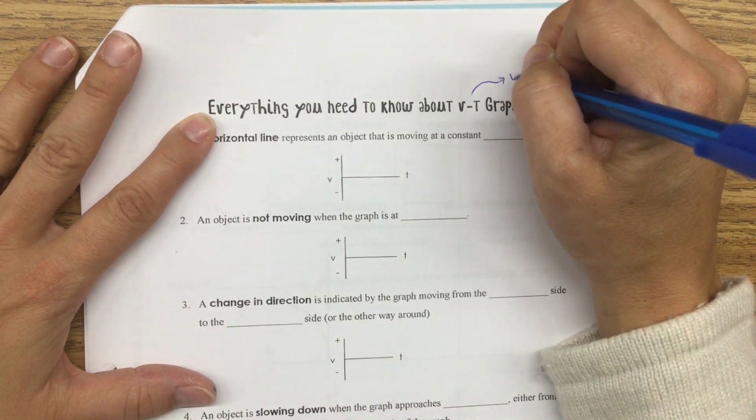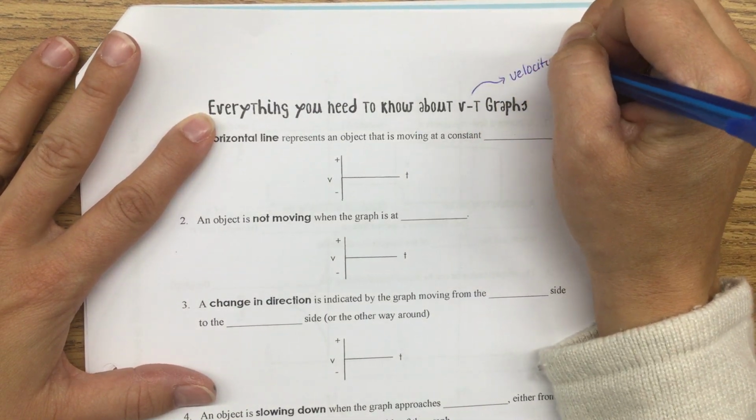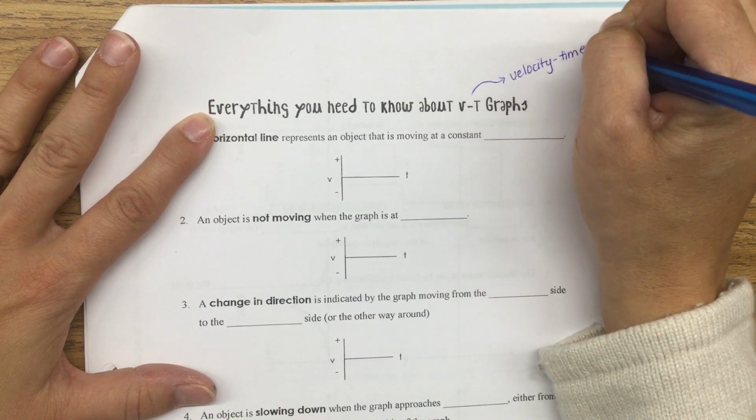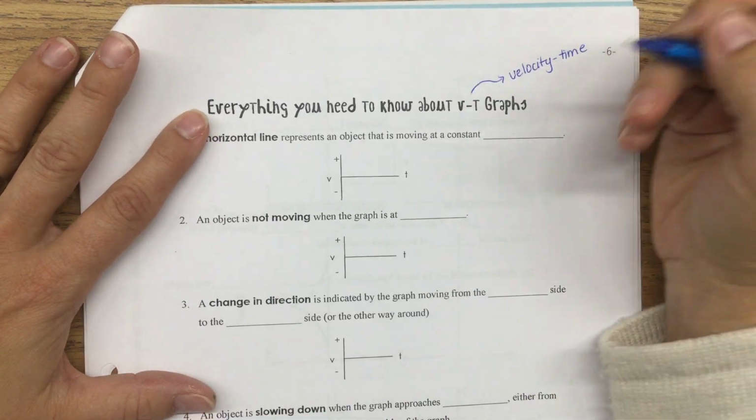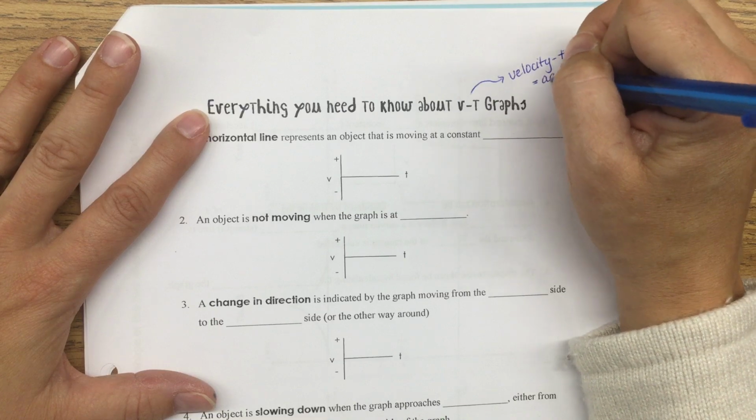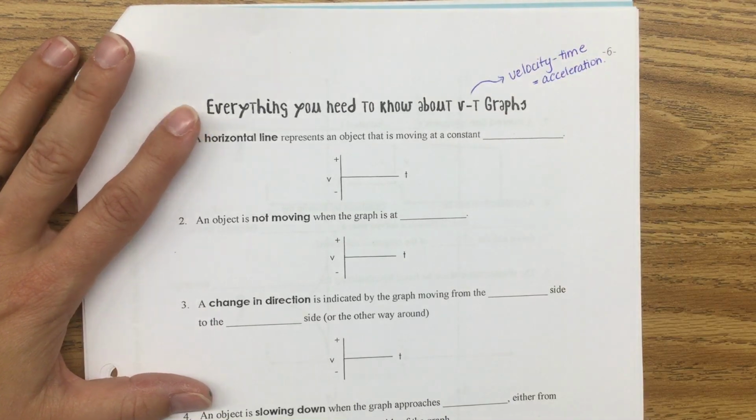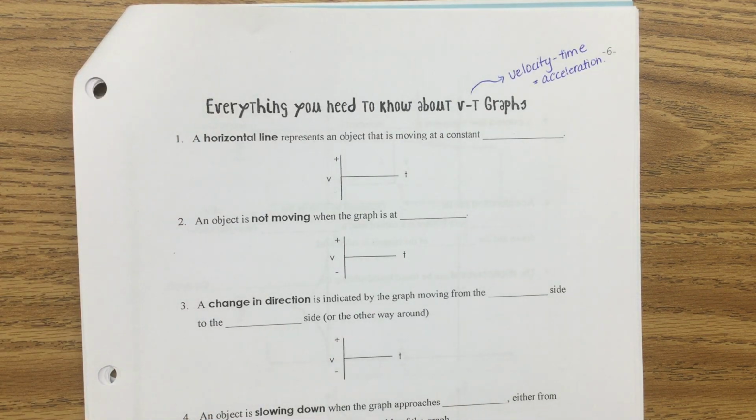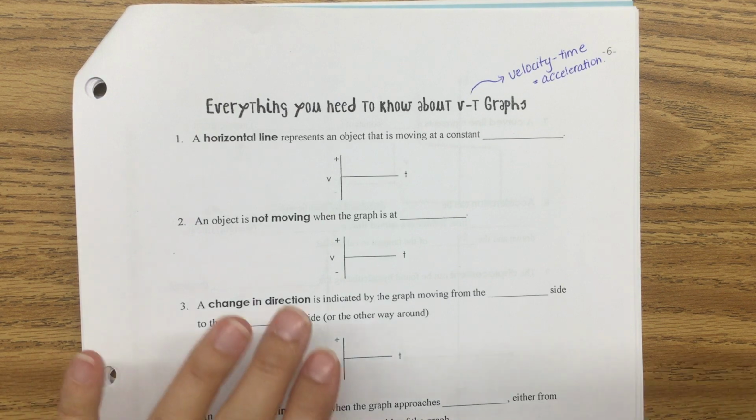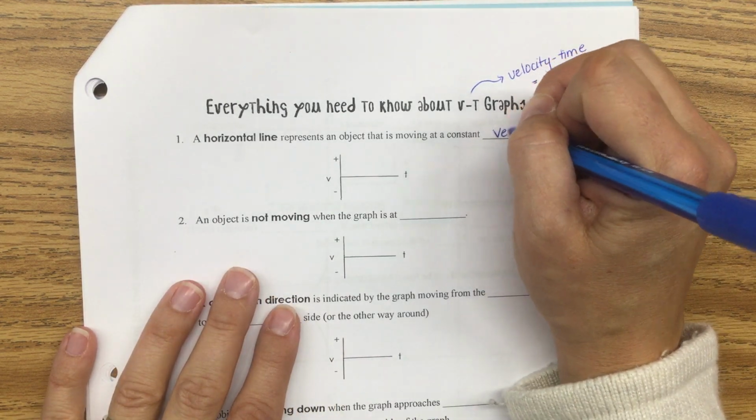This means velocity, time. Okay, and velocity time graphs tell us acceleration. Okay, so first up it says a horizontal line represents an object that is moving at a constant velocity.